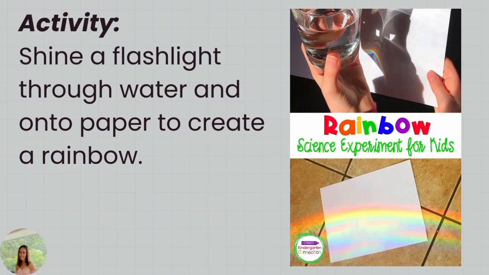Fill the glass with water. Shine the flashlight through the water onto the paper. You'll see a rainbow on the paper, like this in the picture. So the explanation of the rainbow and light is the water makes the light from the flashlight turn into a rainbow.